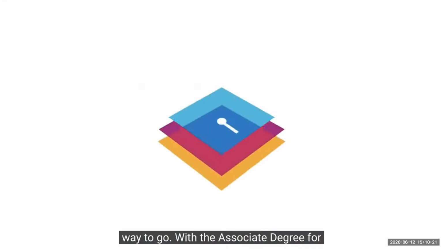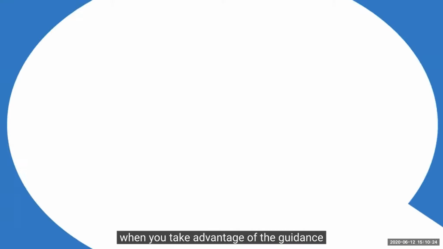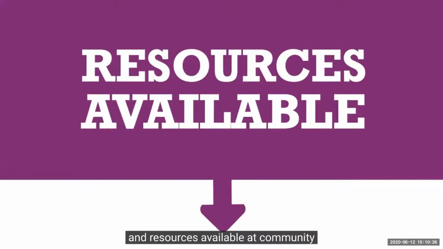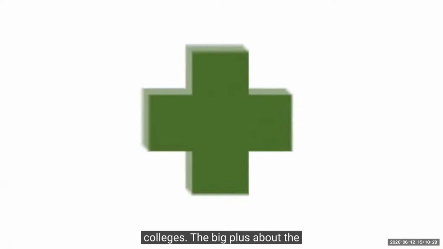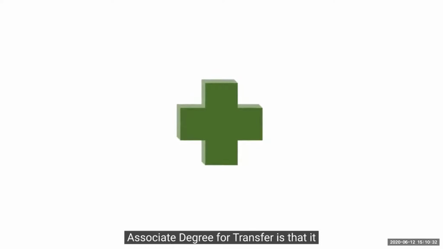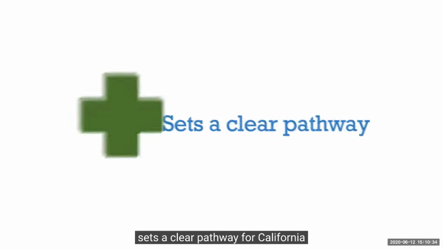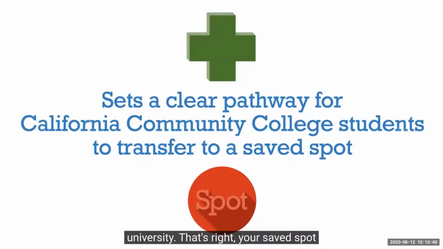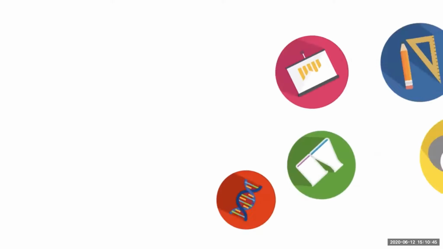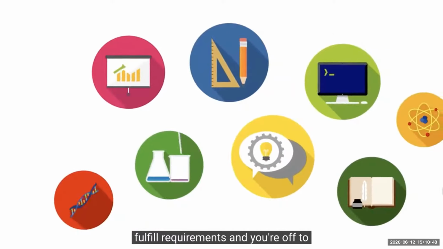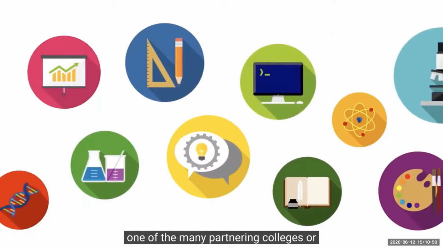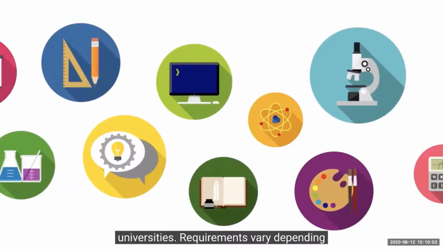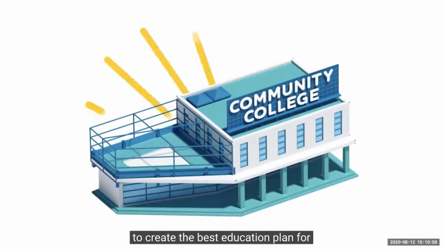With the Associate Degree for Transfer, your opportunities are endless when you take advantage of the guidance and resources available at community colleges. The big plus about the Associate Degree for Transfer is that it sets a clear pathway for California community college students to transfer to a safe spot at a college or university. That's right, your safe spot is now waiting at even more schools. Take the classes required for transfer, fulfill requirements, and you're off to one of the many partnering colleges or universities. Requirements vary depending on where you would like to attend, so talk to your community college counselor to create the best education plan for you.